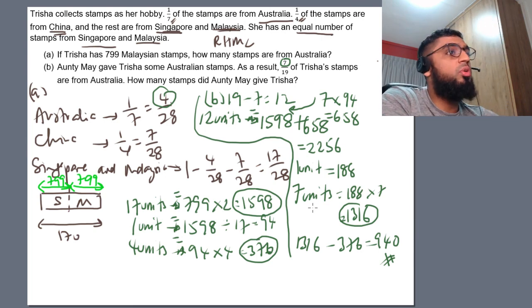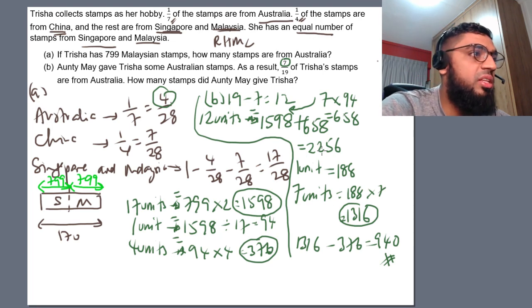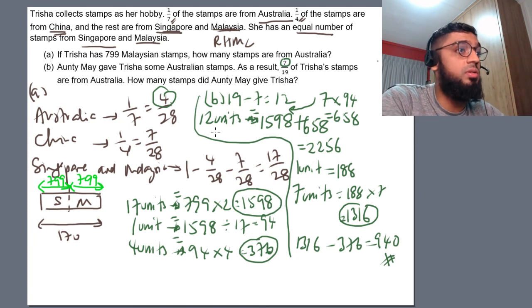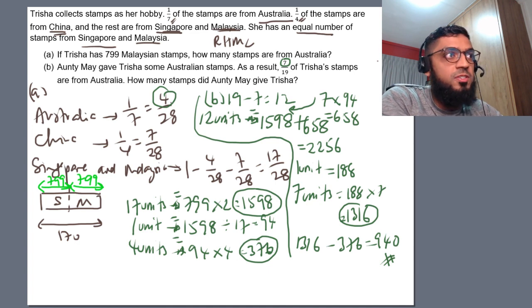So the way to approach this question is to realize that it is actually a fractions question, and the best way is to make the denominators the same so that I can give the different countries their respective number of units for their stamps. Then I can use units to help me solve this problem. So yes, that's how we approach these fraction type problem sums.